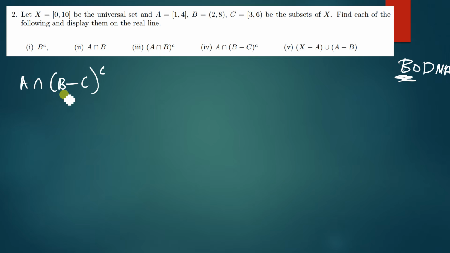In the brackets we have B minus C. Sorry, I said B intersection C, but in the brackets we have B minus C. This is just the set difference. Okay, so we have B minus C complement.